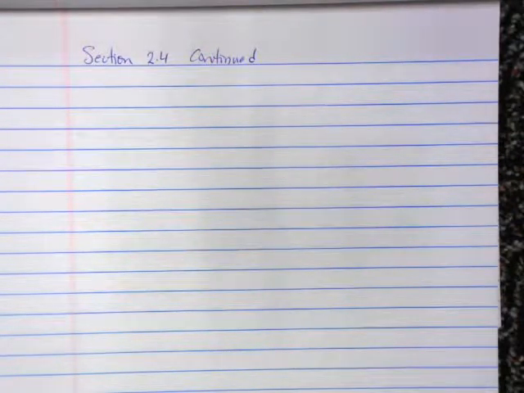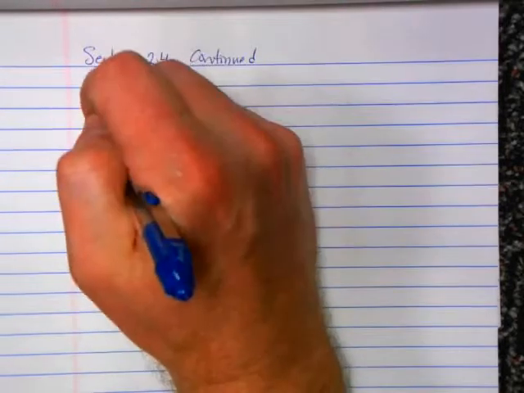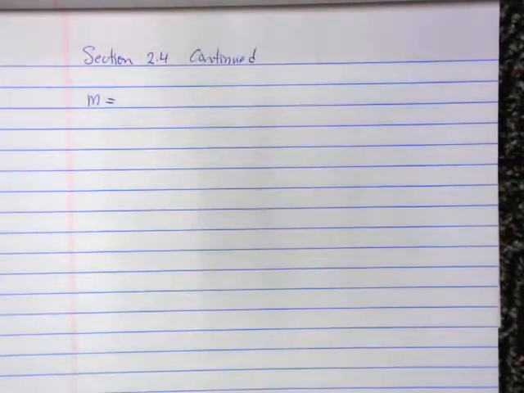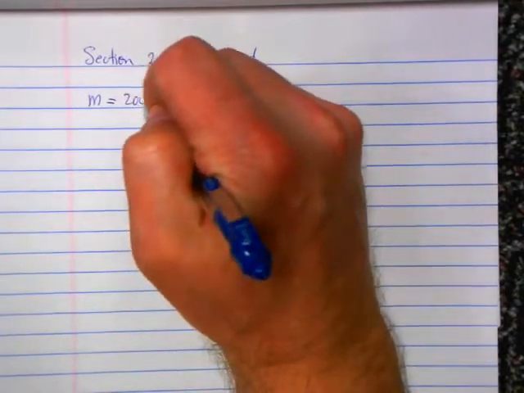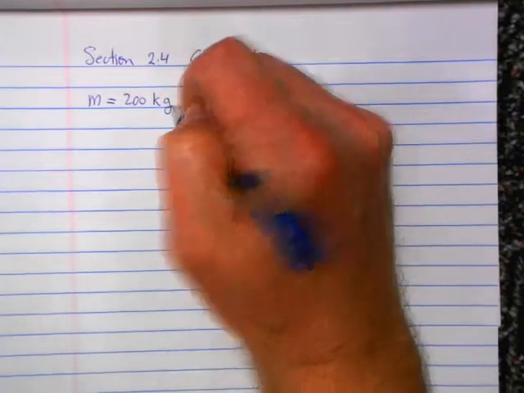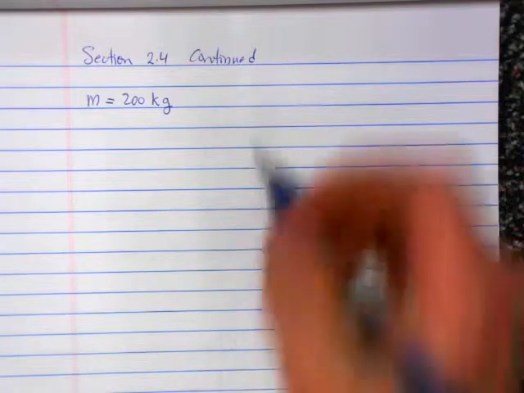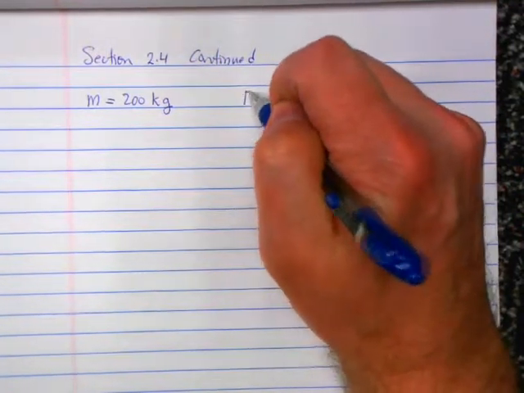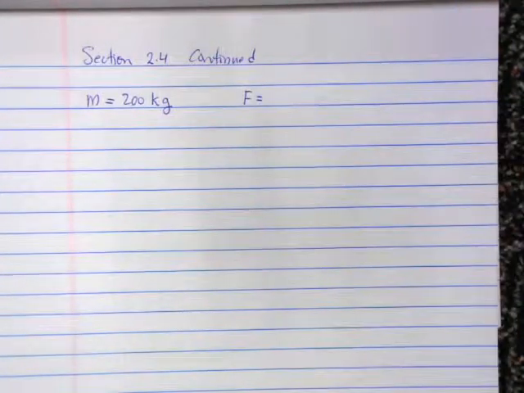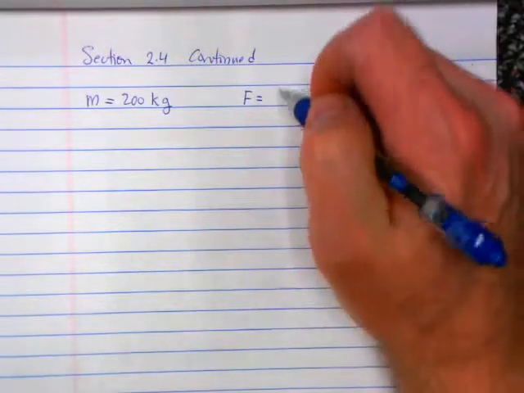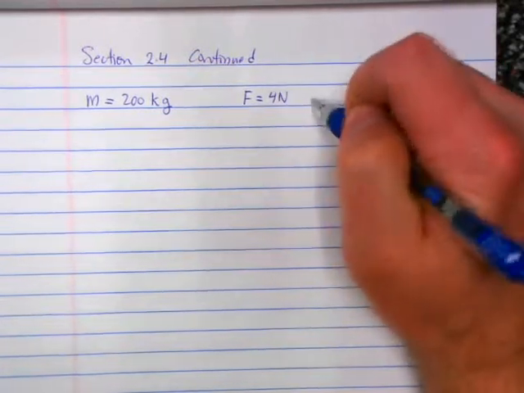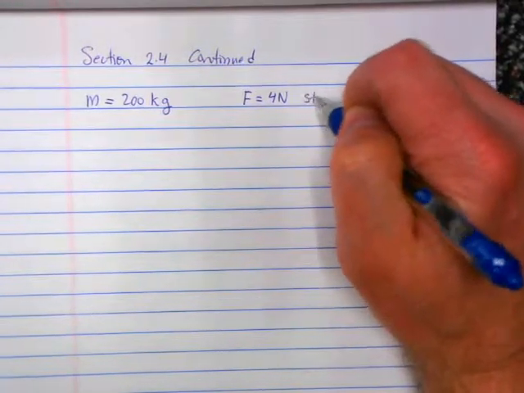In section 2.4, we were working on problems like this. We had a spring attached to a mass of, how big do you want your mass to be? 200 kilograms. All right, so in order to move this spring, a force of how many newtons? A force of 4 newtons stretches the spring.